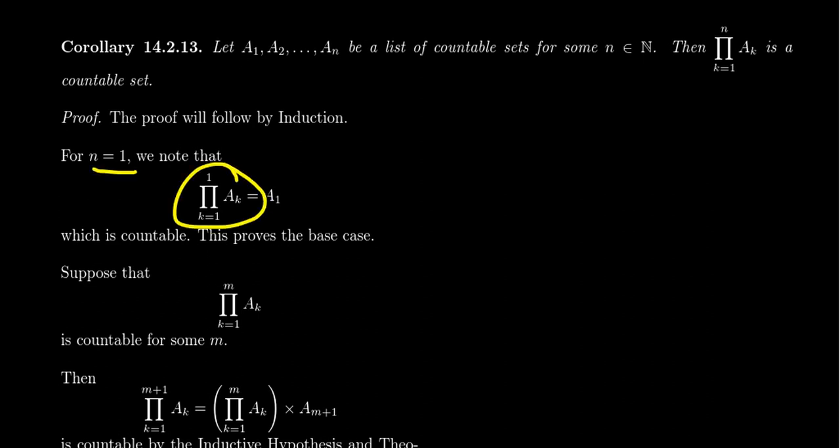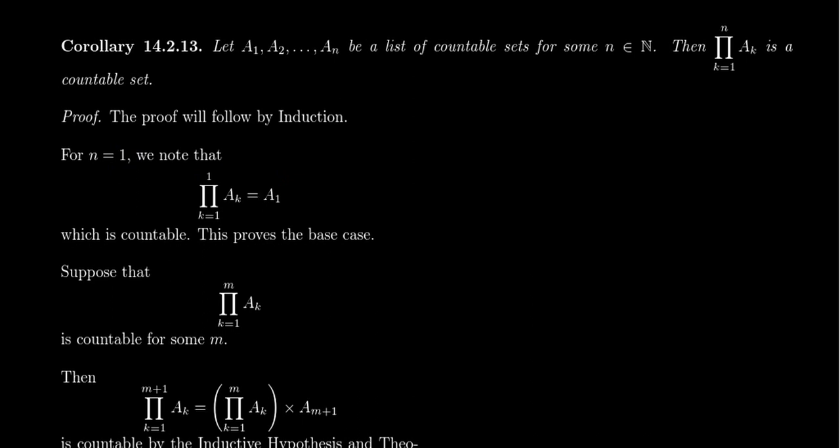That'll just give you back A1 itself, which was countable by assumption. So that gives us the base case. Again, your base case is really zero, in which case, if you take the product of nothing, you get back the empty set. That, of course, is also a countable set. So whichever base case you decide to use, it's going to be just fine. No big deal. People don't typically talk about empty products, but it's relevant to mention there.